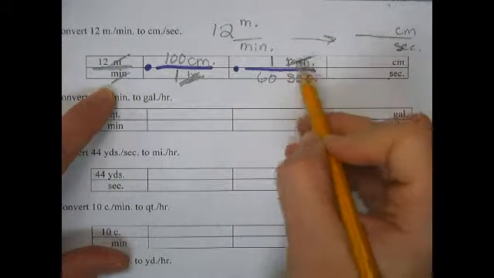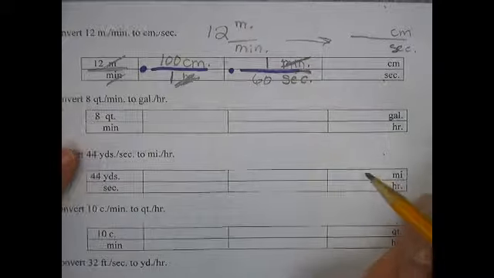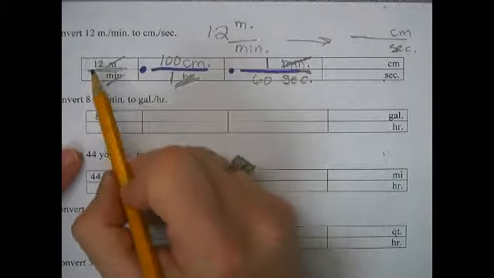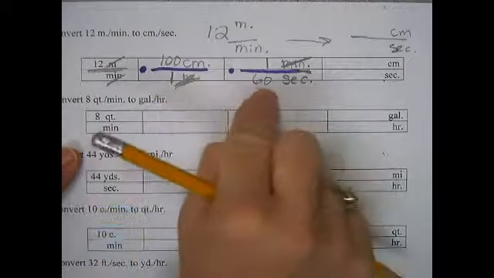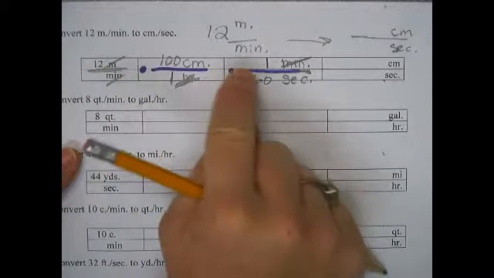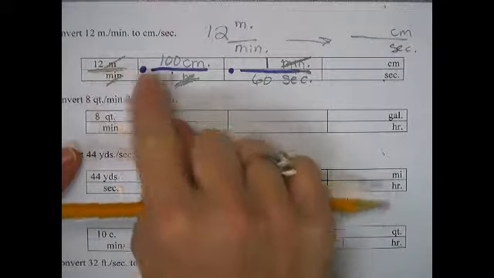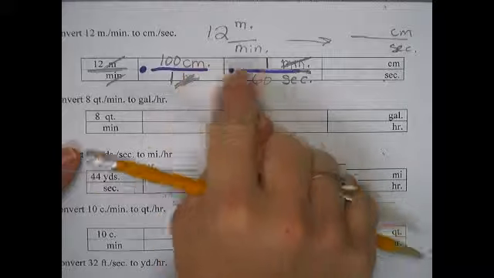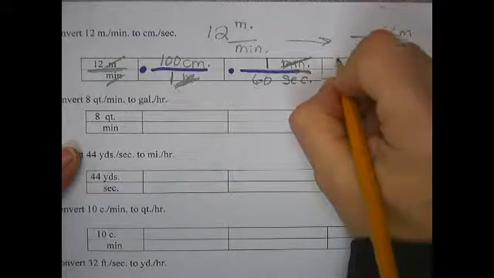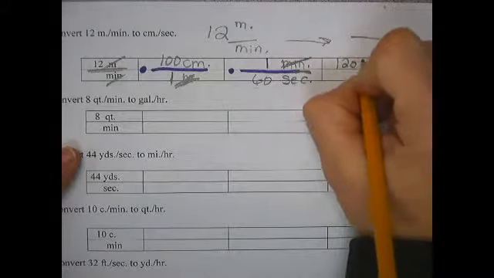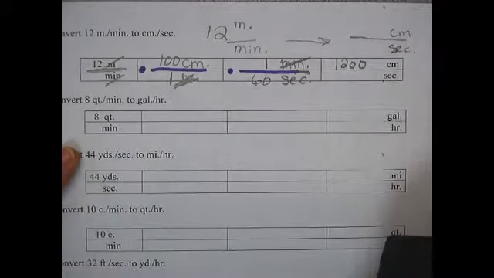Now we ask ourselves, which is a bigger unit, a minute or a second? Well, a minute is bigger, so we make that the 1. And how many seconds are in a minute? 60. Now let's cross-reduce the units. Do you see that minutes in the denominator and minutes in the numerator are going to cross-reduce?